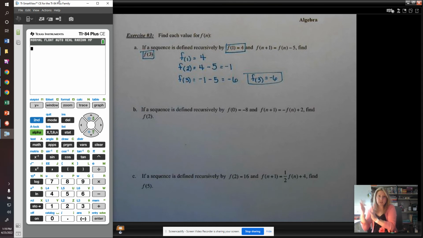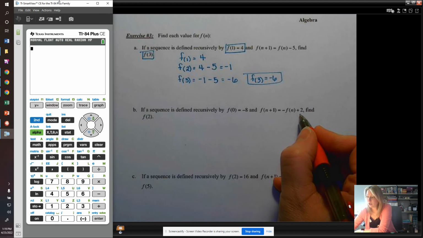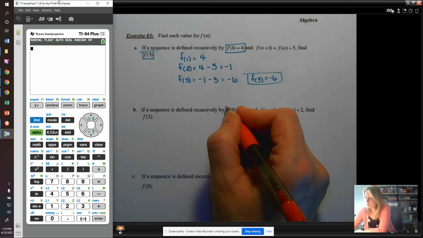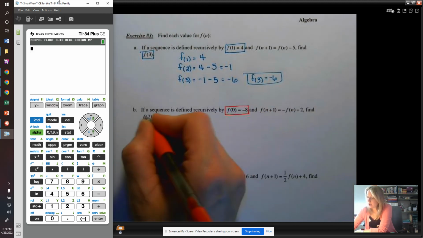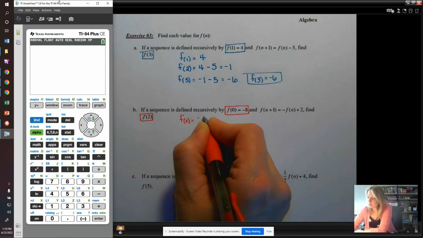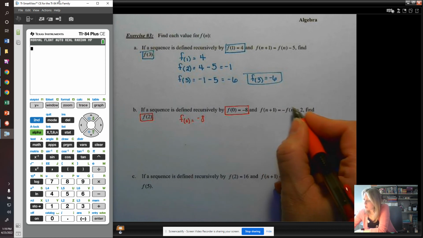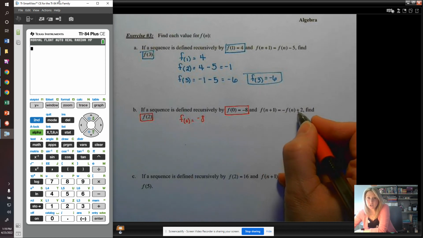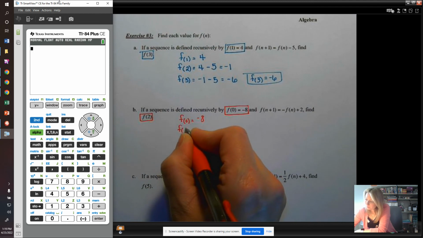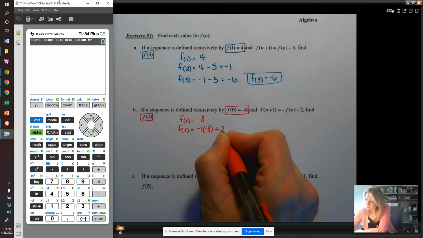Notice in the next one, I am not only multiplying, I'm also going to be adding. So look at this function definition, this recursive definition. Okay, I'm given f of 0 is -8. I have to get to f of 2. So I start with f of 0 is -8. Now, I take the previous term, I multiply it by -1, and then I add 2. So to get f of 1, I multiply -8 times -1, then I add 2.